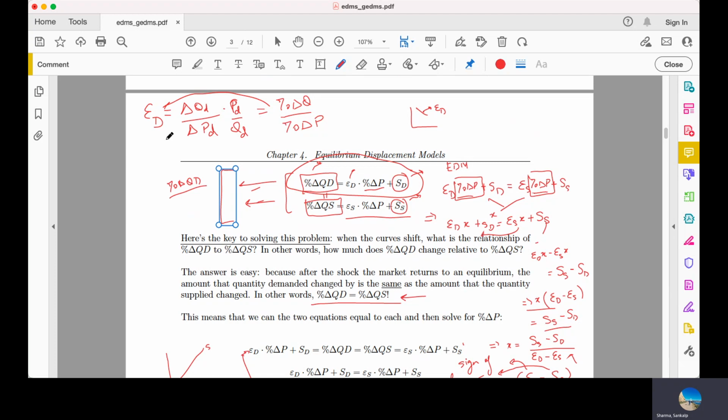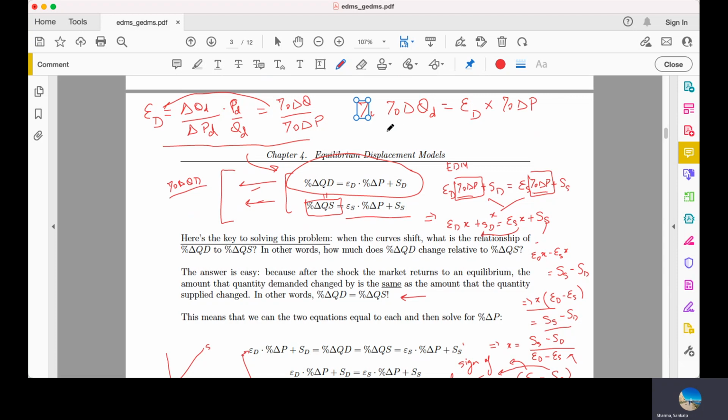So how do we use this to get to this? When I manipulate this equation here, I basically get a percentage change. Let me write that down again. Percentage change in quantity of demand equals, so I just cross multiply, elasticity of demand times the percentage change in price. So that's how we get to that point.